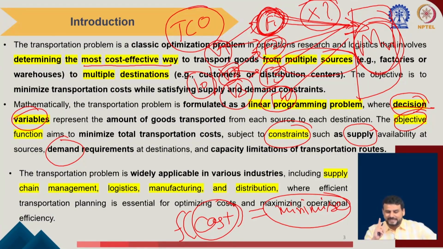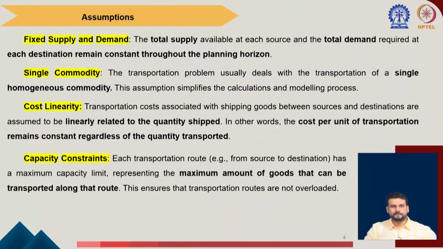Keeping these constraints in mind, we need to optimize the objective function, and in this case, not maximize, but optimize in terms of minimizing. So here we need to minimize the cost function. This is the complete picture of the mathematical modeling, right?